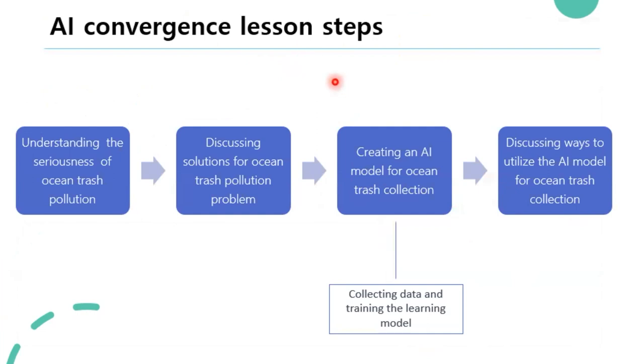The flow of an AI convergence problem solving lesson follows these steps. First, students learn about the seriousness of ocean trash pollution to understand the problem. And then they discuss ways to solve the ocean trash problem together. Students create an AI model for ocean trash collection to help with the solution. Finally, they talk about ways to utilize the AI model for ocean trash collection.